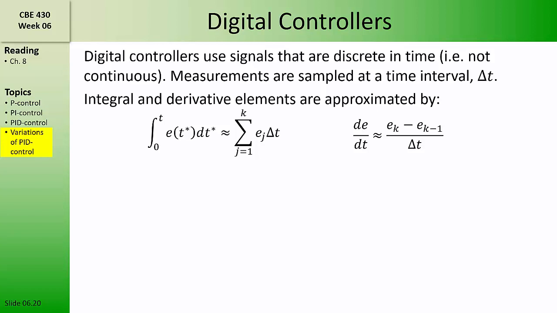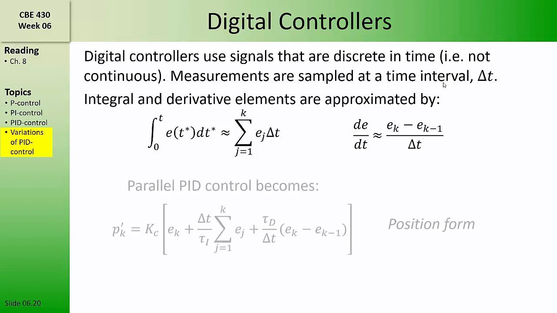For digital controllers, the integral mode and derivative mode are defined differently. The integral mode is defined using the sum of discrete values of the error signal. And the derivative mode is found by using a 2-point backward difference approximation for the derivative, in which the error from the previous time point is subtracted from the error at the current time point and then divided by the sampling time interval delta t to obtain an estimate for the derivative.